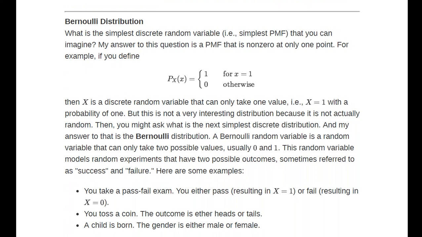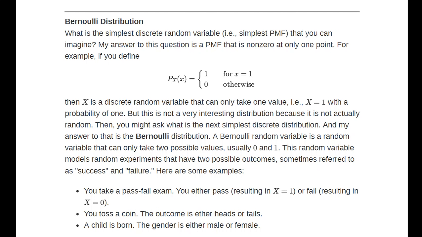Then you might ask, what is the next simplest discrete distribution? And my answer to that is the Bernoulli distribution. A Bernoulli random variable is a random variable that can only take two possible values, usually 0 and 1. This random variable models random experiments that have two possible outcomes, sometimes referred to as success and failure.